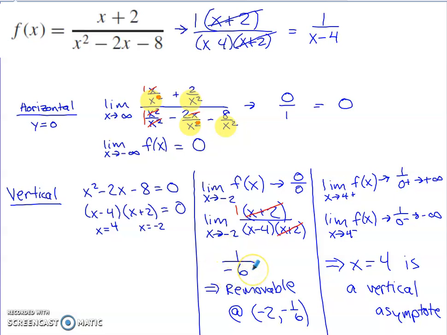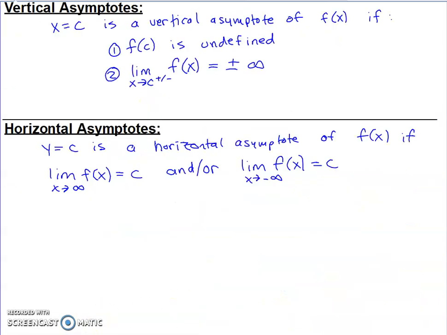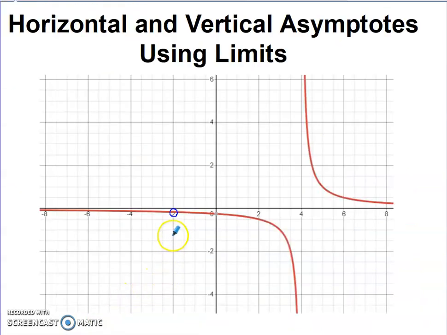This answer does not indicate that I'm moving up off the coordinate plane or down off the coordinate plane on either side of negative 2. It indicates that I'm approaching a removable discontinuity, which is a hole poked out of the graph at negative 2, negative 1/6. Now if I click back to that graph, you can definitely see that that is the case.